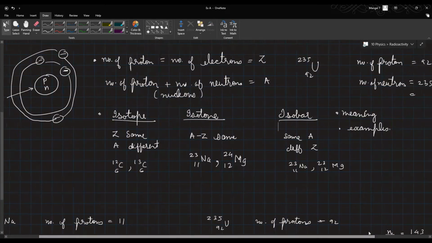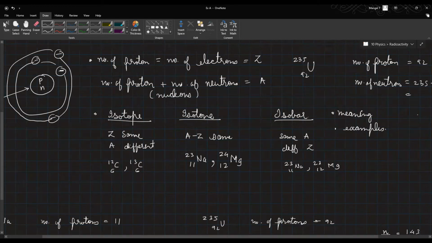Now here, for an isotope, isotones and isobar, this is again something that you know from before. You should know the meaning, and you should know examples. So what is an isotope? Isotope is the same substance, but they have different mass number. So this is a carbon isotope, carbon 12, carbon 13. Carbon 12 being the most abundant atom in the world.